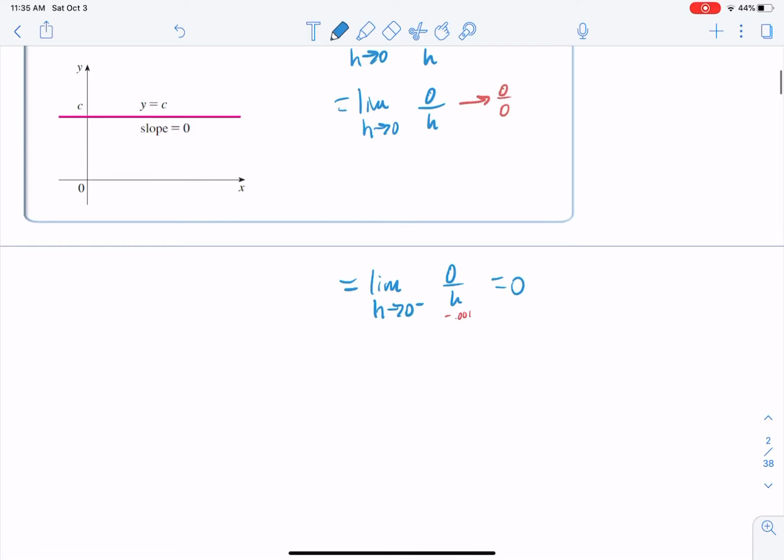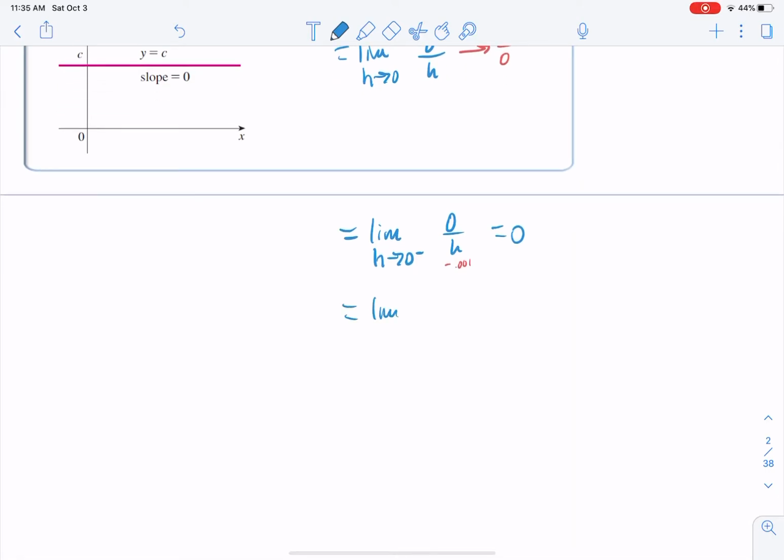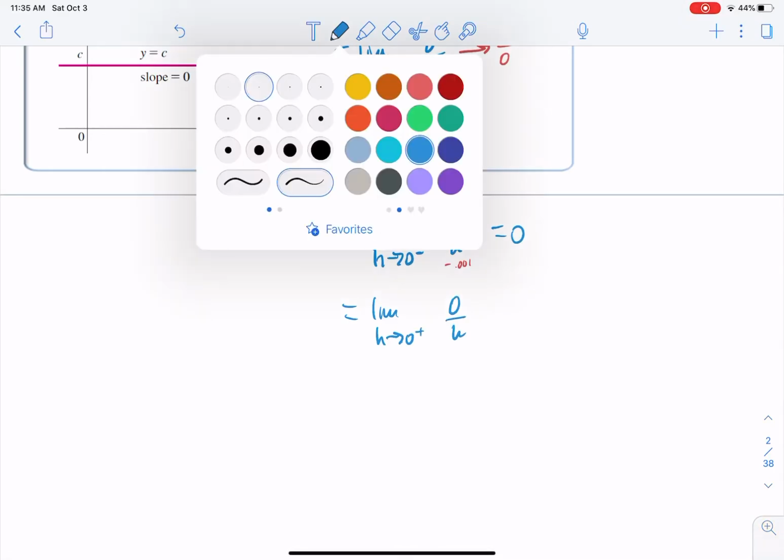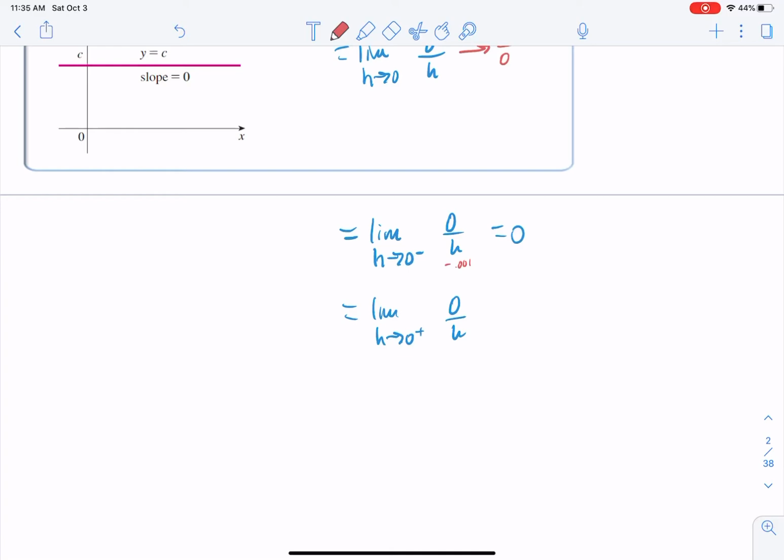And then let's do the exact same thing on the right-hand side. The limit as h goes to 0 from the right of 0 over h. And then again, let's choose a number that's just really close to 0, just a little bit bigger, like positive 0.001. 0 divided by positive 0.001 should be 0. There we go. Or in this case, a positive 0. And since they're both the same, then that means, of course, the limit as h goes to 0 of 0 over h should be equal to, wait a minute, that's not what it was. It was 0 over h. Come on, is equal to 0.